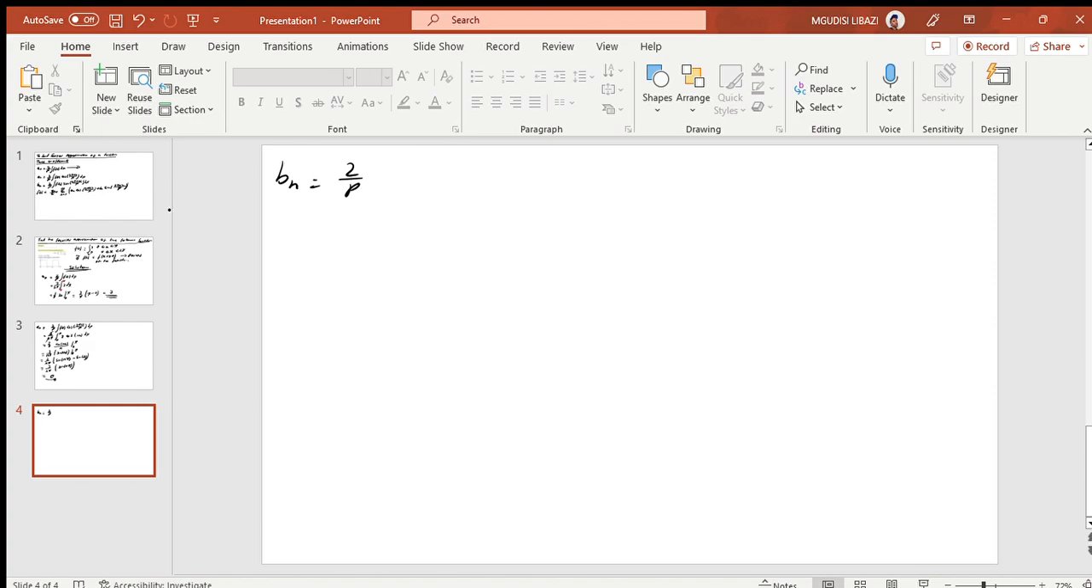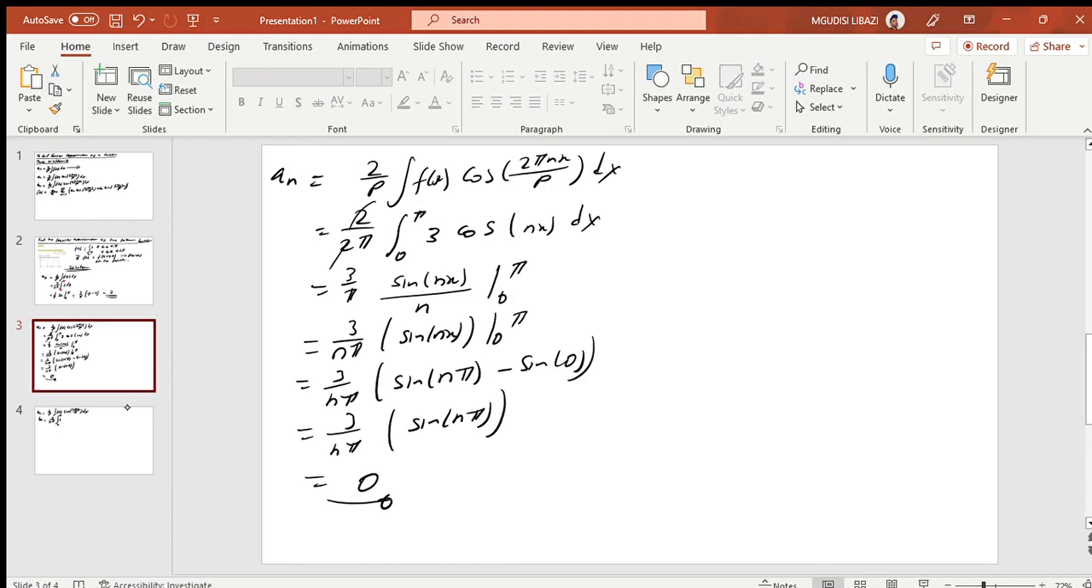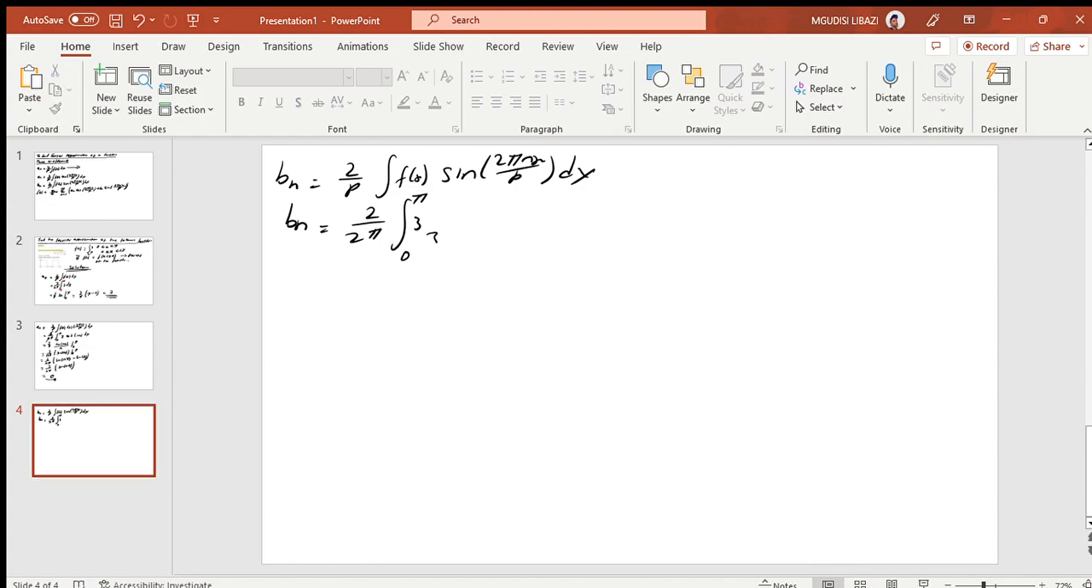Now we move to the next coefficient, which is bn. We say bn is 2 over p, the integral of f of x times sine of 2 pi nx divided by the period, multiplied by dx. Therefore we have bn, which is 2 over 2 pi, our function is 3, defined from 0 to pi. Then we have 3 sine of, and when we substitute, our 2 pi cancels 2 pi, and we are left with nx dx.